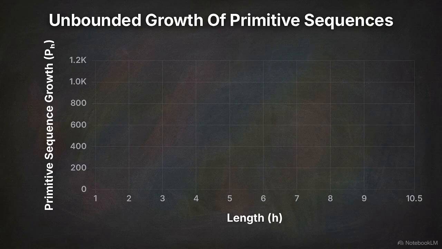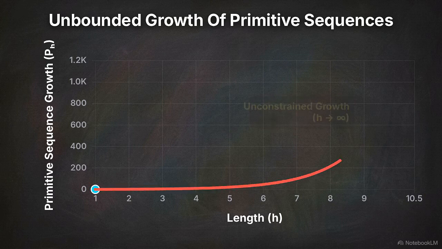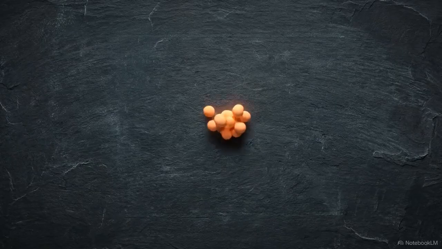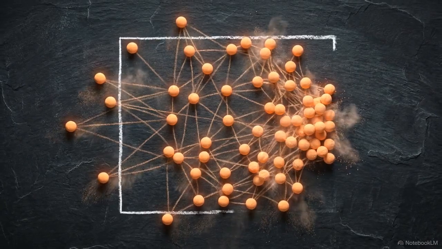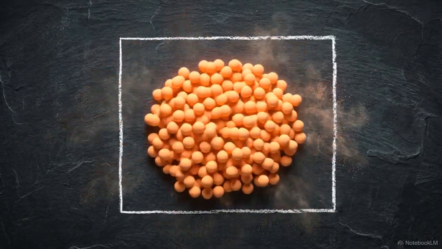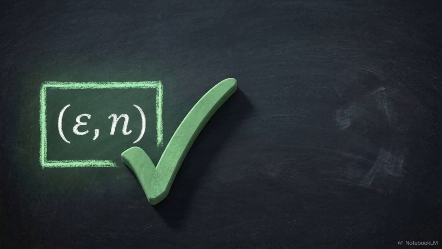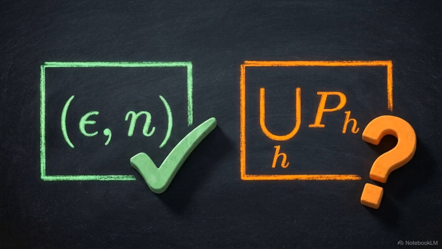There is a significant gap between bounding a single realization set and bounding the growth of the primitive sequence as length h approaches infinity. We are now searching for a unifying mathematical principle that can definitively constrain the growth of this infinite sequence. The fixed branch is now a solved problem, but finding a unifying rule for the simultaneous union of all branches remains an open question in dynamical systems.